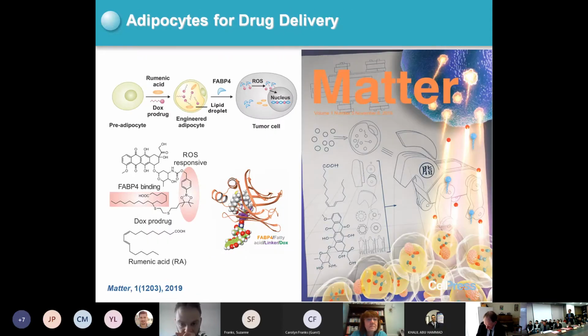Another case is that we can apply fat cells like adipocytes as carriers for drug delivery. We can load the drug inside the oil droplets of the adipocytes, the fat cells, and especially leverage the metabolism pathway of such fat cells in the tumor microenvironment, which can enhance the delivery efficiency of such anti-cancer drug toward the tumor cells.